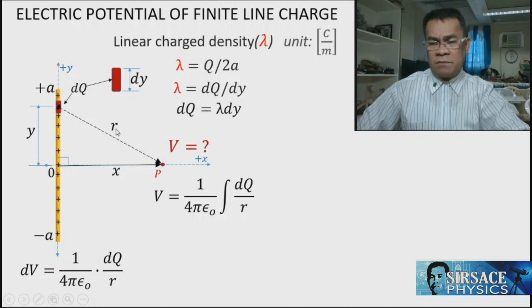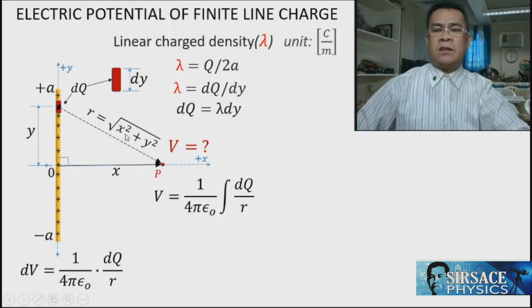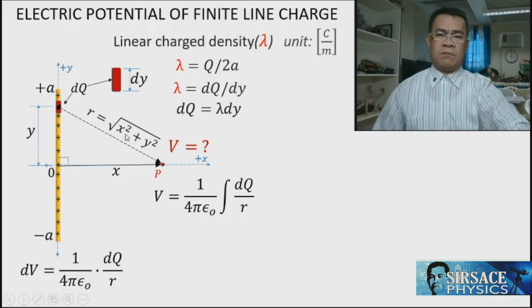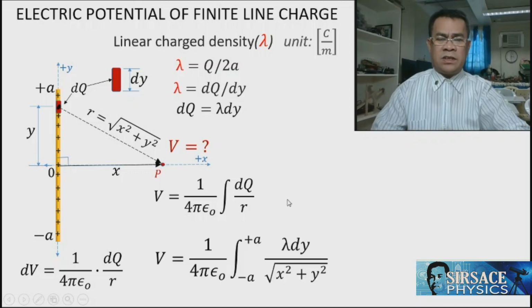Now what is r? Take note, this is a right triangle, because this is 90 degrees. So we can solve for r in terms of x and y, and that is the square root of x squared plus y squared, using the Pythagorean theorem, because this is a right triangle. So substitute here, and substitute the infinitesimal charge dq here. So we come up with this result.